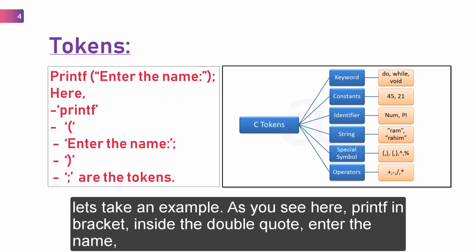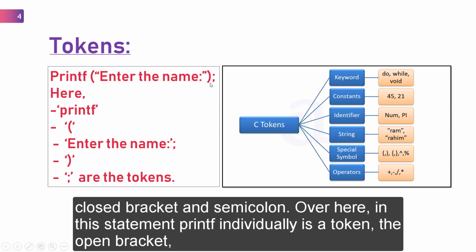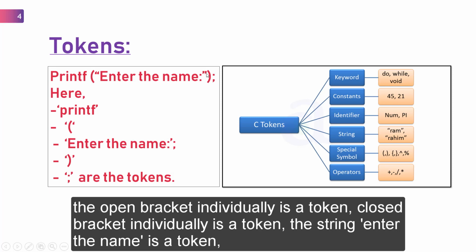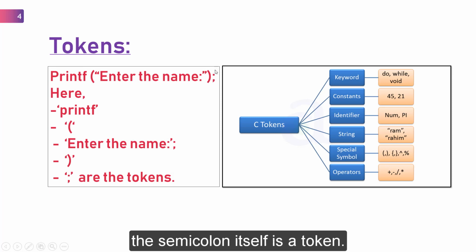Let's take an example. As you see here, printf in brackets, inside the double quotes, enter the name, close bracket and semicolon. Over here, in this statement, printf individually is a token, the open bracket individually is a token, the closed bracket individually is a token, the string enter the name is a token, and the semicolon itself is a token.